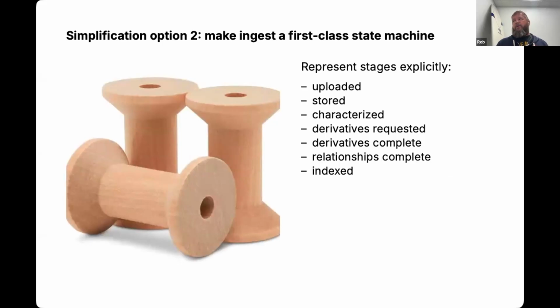Then the simplification number two is making ingest a first class state machine. So right now we have a lot of the parts for a traditional ETL process, but not all of them. And we could rewrite the transactions.